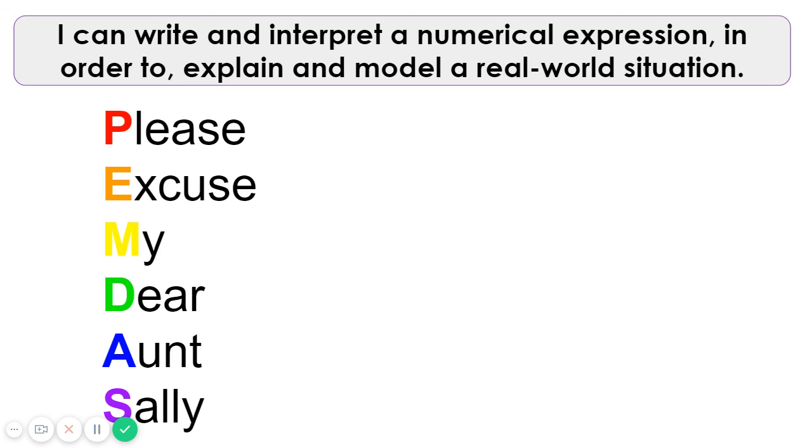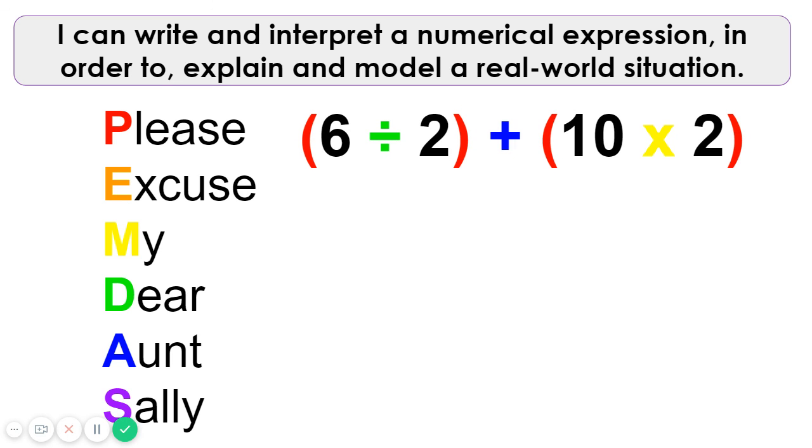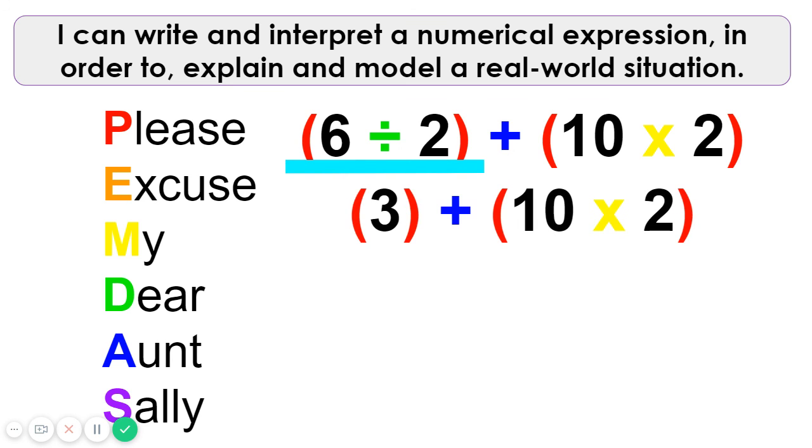Let's do another one together to practice. This problem, I have 2 sets of parentheses, but I have to work from left to right. So I have 6 divided by 2 plus 2 times 10. So working from left to right, I come to 6 divided by 2 first. So I have to solve that, and I end up with 3 plus 10 times 2.